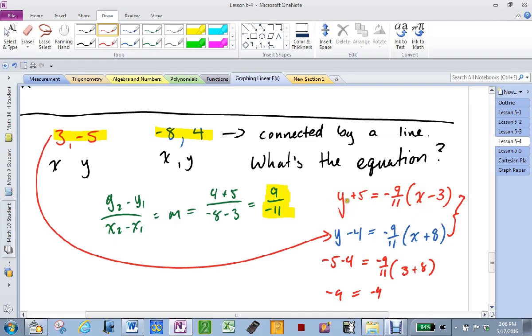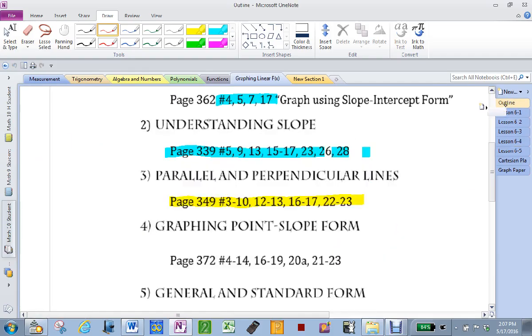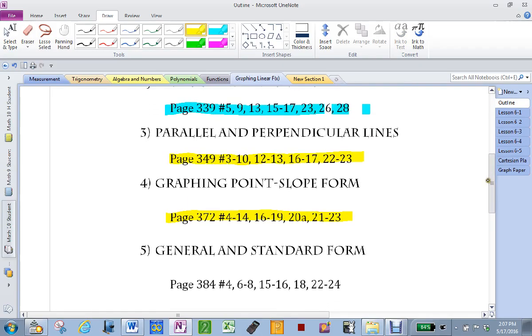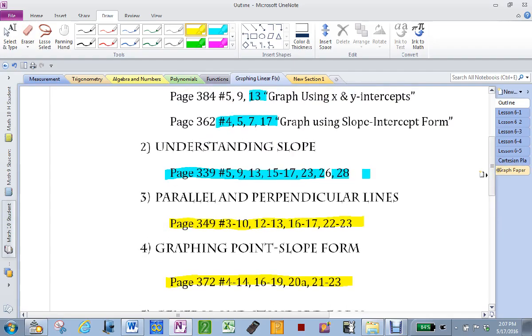So as you can see, I have two versions of the exact same line. Why? Because I started from a different point. Does everyone understand? Because it's point-slope form. How many points could I put in for this number and this number? How many different combinations can there be? Infinite. Because any point on this line will work. Does everybody get it? Okay.